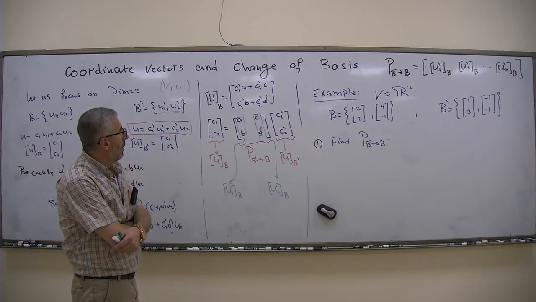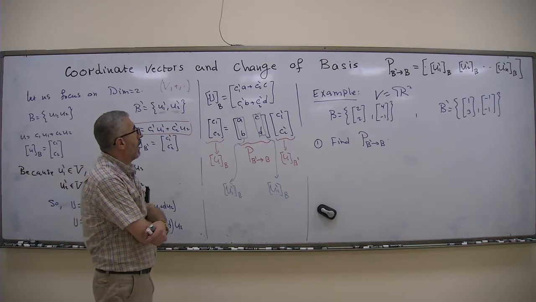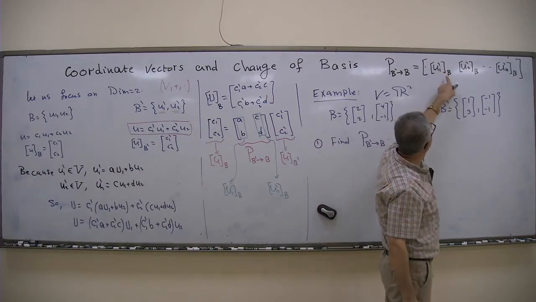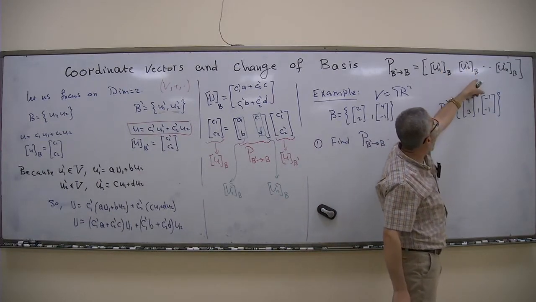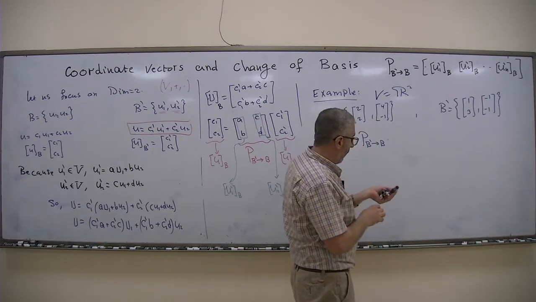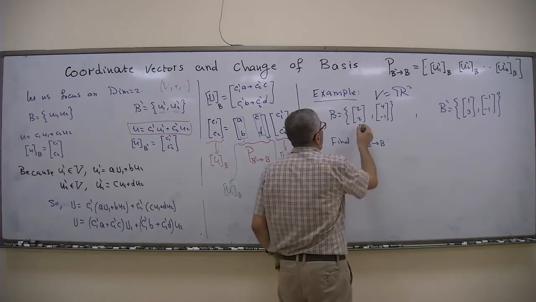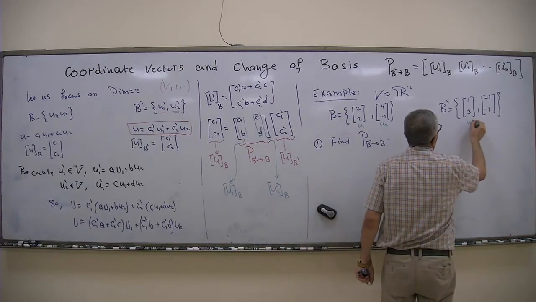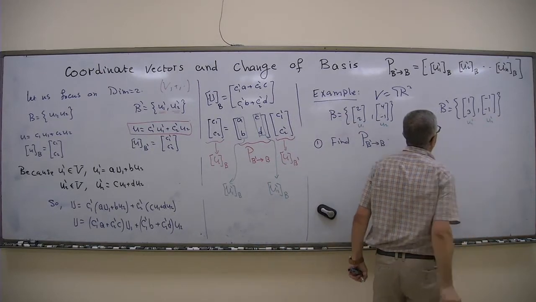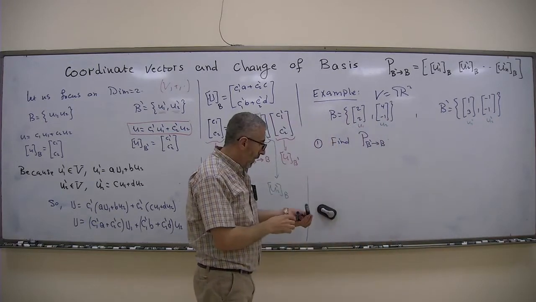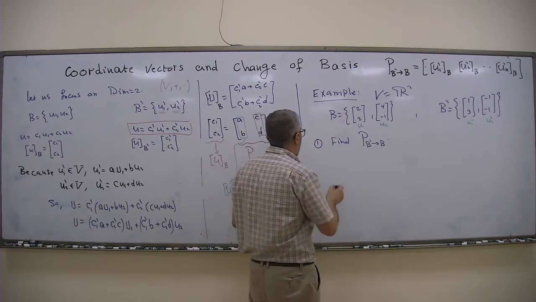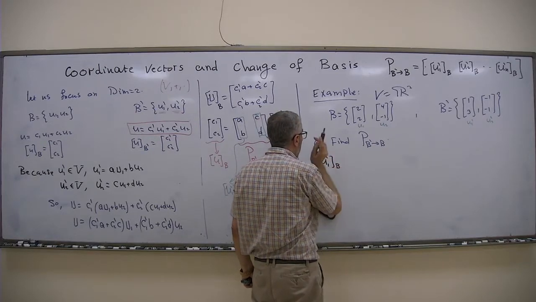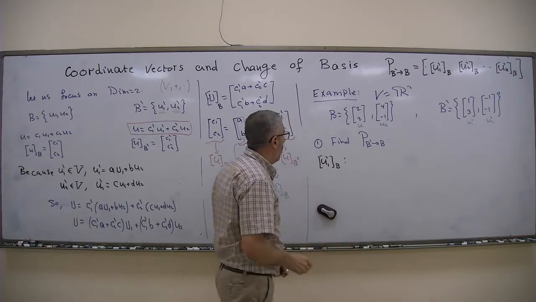Well, we know the transition matrix has columns U1 prime with respect to B, U2 prime with respect to B, the coordinate vectors. So here let me label those as U1, U2, here U1 prime, U2 prime. So what does that mean? It means we have to find U1 prime with respect to B. We have to find this coordinate vector.